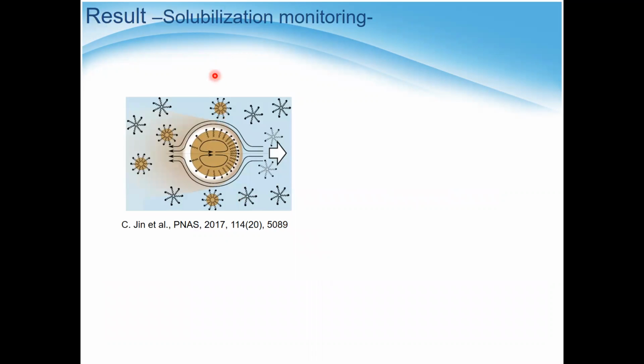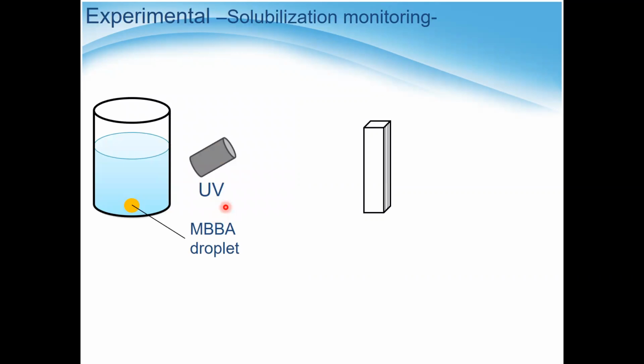So why did this happen? I would like to remind you that in the field of active matter, this kind of motion was induced by the Marangoni flow, induced due to the surface tension gradient, and which was induced by the solubilization. So first, we tried to investigate whether solubilization actually happened or not.